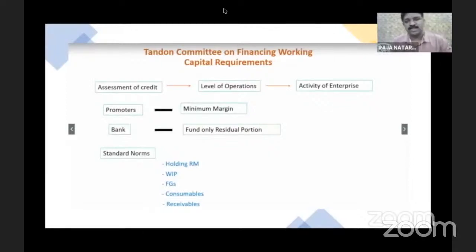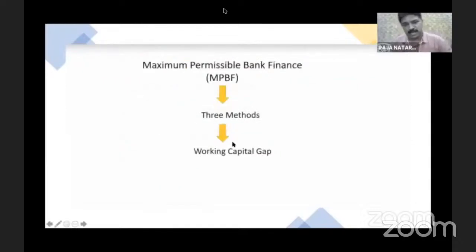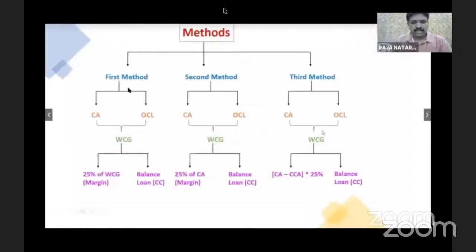So Tandon committee method says, do not assume the cycle as 90 days. You see what is their actual cycle, then arrive at the limit. There are basically three methods prescribed under Tandon committee method, in which we'll ignore the third method because it is not in practice. It was not approved, first of all. So there are two methods. Still, there are banks which compute under both the methods, and whichever is lower, they sanction that. We are not going to talk about the third method.